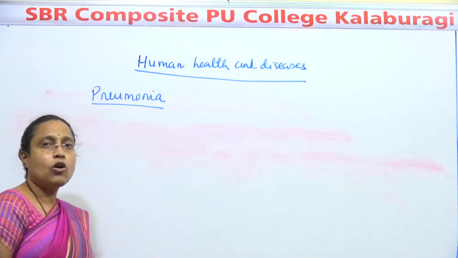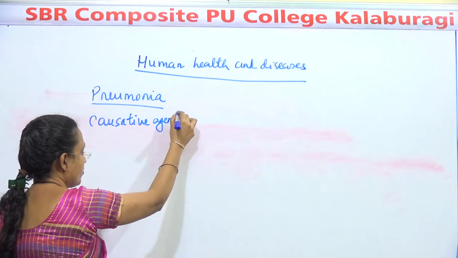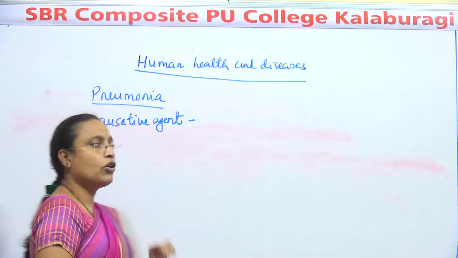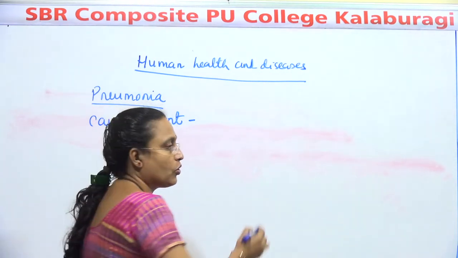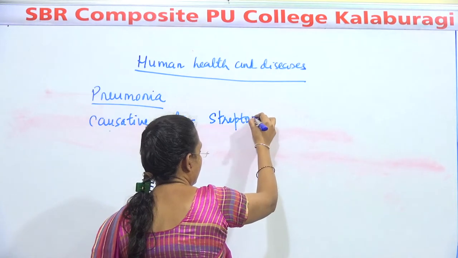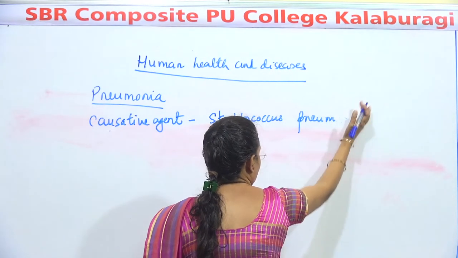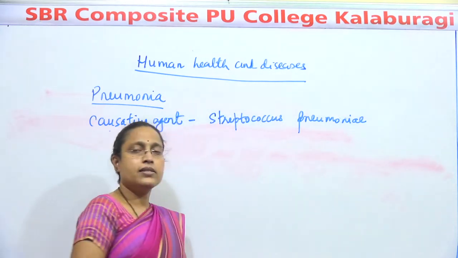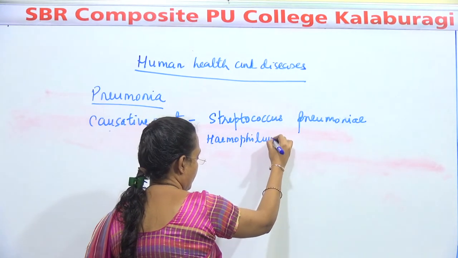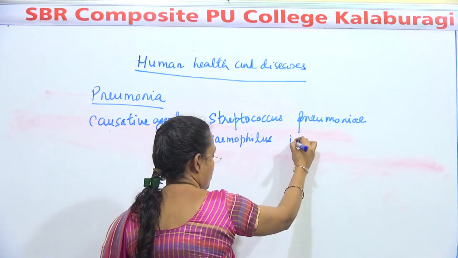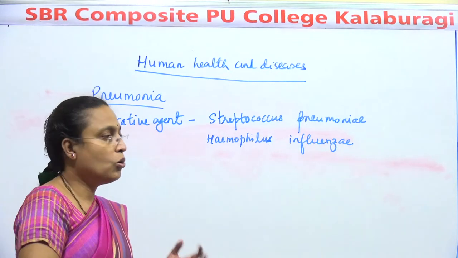Pneumonia is caused by which causative agent? It is caused by bacteria itself. As I already told, this is a bacterial pneumonia. It is caused by Streptococcus pneumoniae. It can also be caused by Haemophilus influenzae. These are the two pathogens known to cause pneumonia.